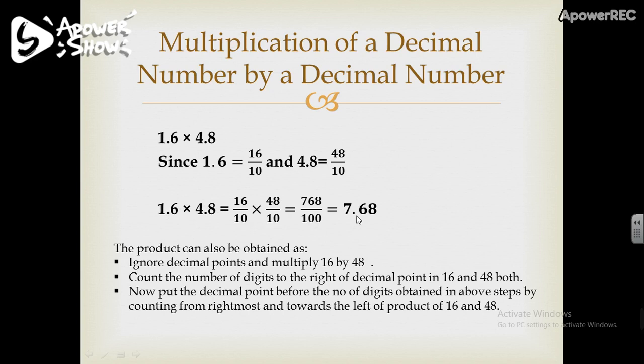So you have to put the decimal point in such a way that after the decimal point the product will have two digits. So you count from the rightmost corner 1, 2, and you put the decimal point here. So in this way you can directly multiply a decimal number by another decimal number. You just have to remember this process.